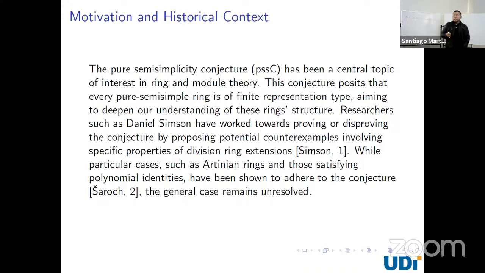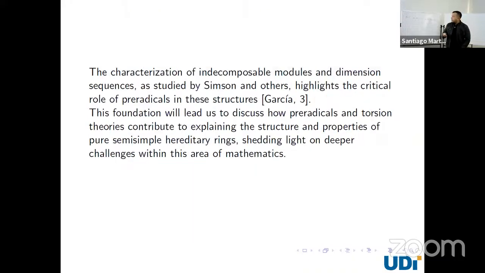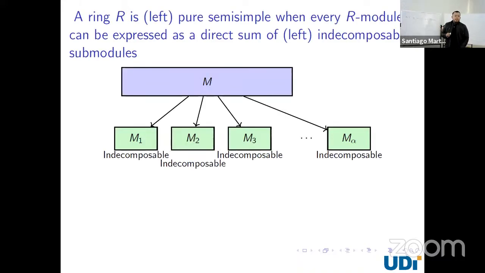This means that there is a finite number of non-isomorphic indecomposable modules. On the research background, we have many authors and mathematicians who have worked on solving this conjecture. We have, for example, Daniel Simson, who has worked towards proving or disproving this conjecture in many papers. Most of the results are related to trying to solve this conjecture. So as I said before, I want to extend what we had in semisimple rings, but now in pure semisimple rings.